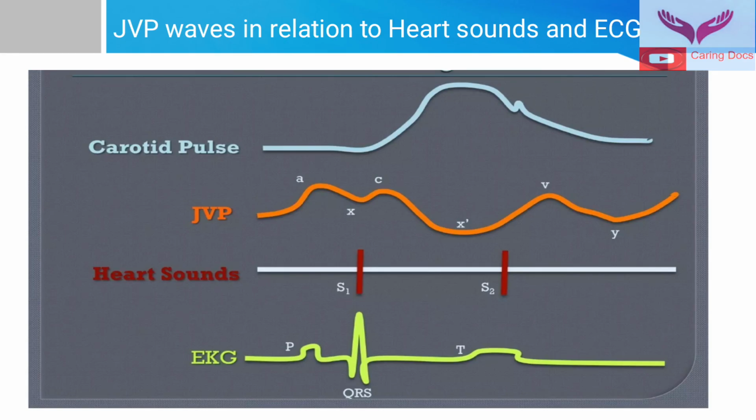If we see the JVP in relation to heart sound and ECG, as we know, JVP has positive A wave and C waves, V wave, X and X dash descent, and Y descent. And these initial X and C waves and X descent in later stages all fall between S1 and S2, and A wave is before S1, and V wave and Y descent are seen after S2.